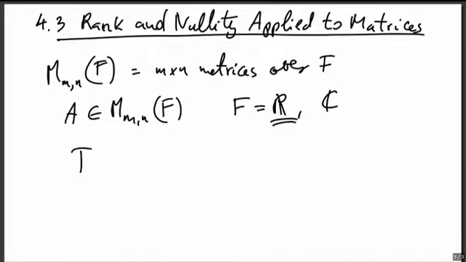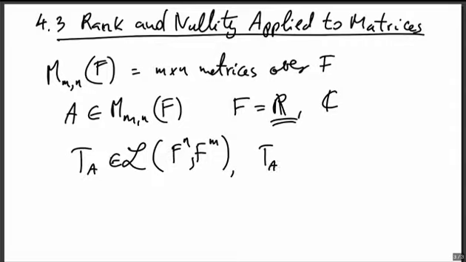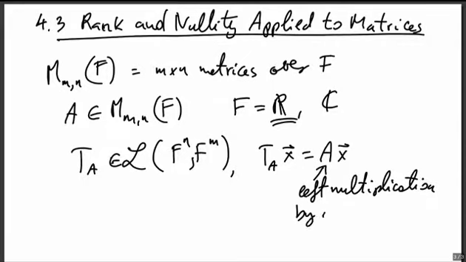So we considered before this linear transformation. This is actually a linear transformation between F^n and F^m. And the definition of this is that you apply it to an n-vector by multiplying the vector with a matrix from the left. So it's left multiplication by A.